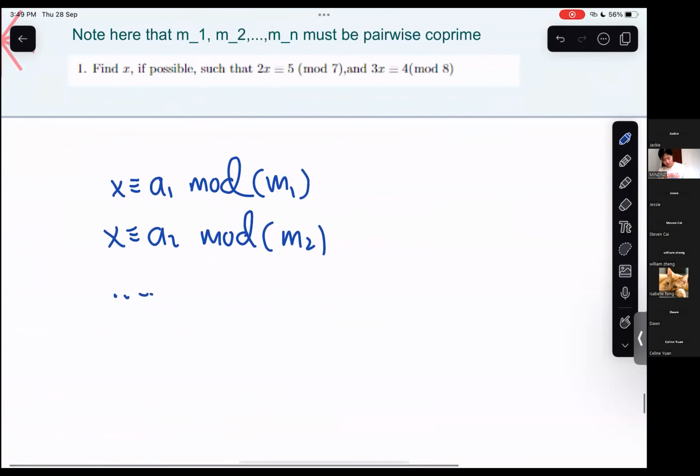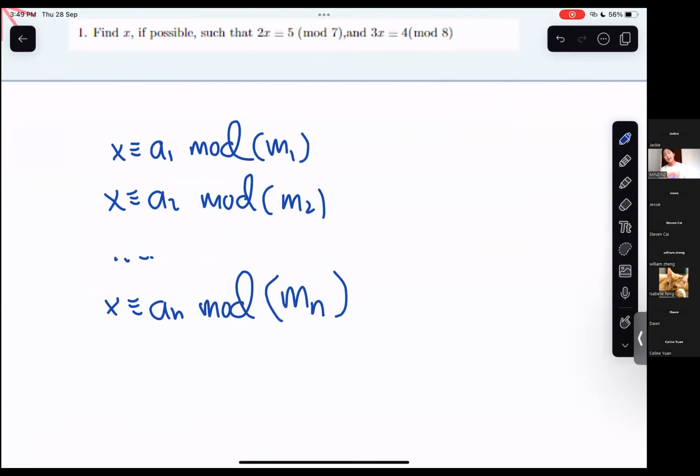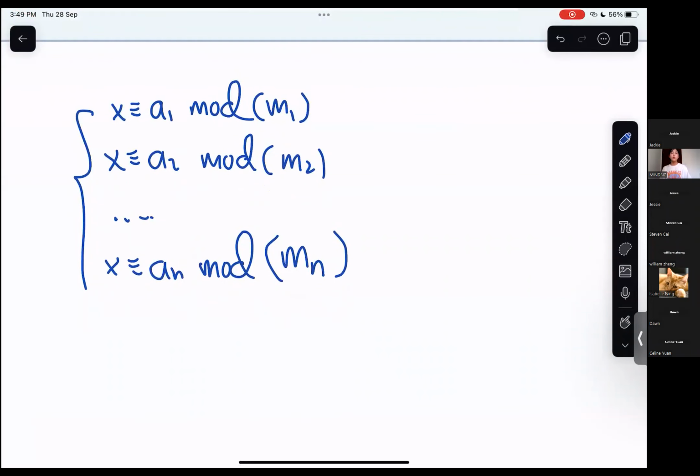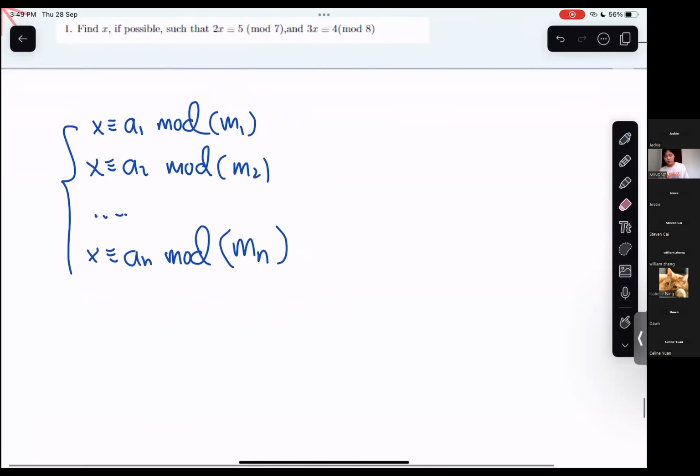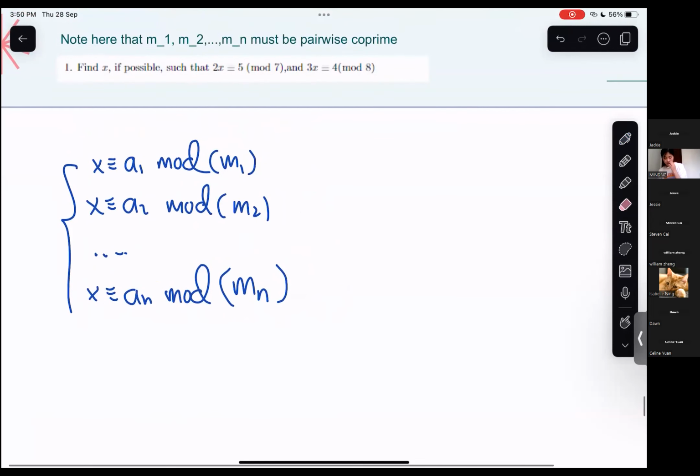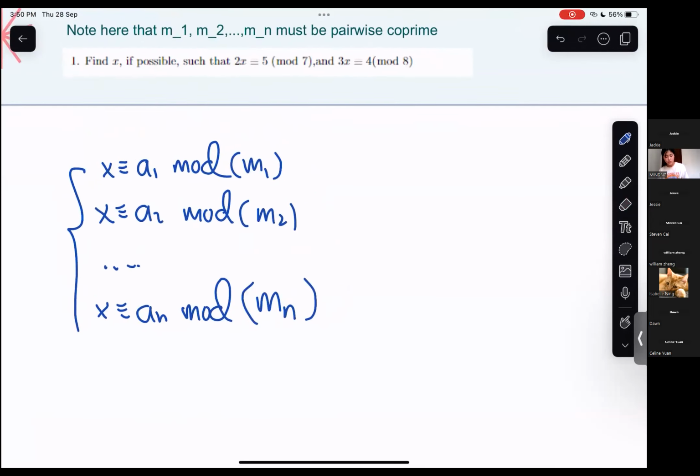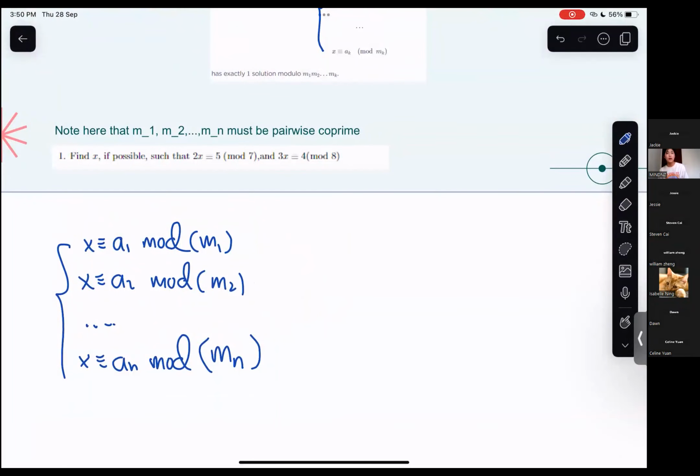And we're given a lot of conditions. It doesn't matter how many we're really given, but we're given these, right? And A1, A2, all the way to An, there's no specific relationship between them. It's just the condition we're given, right? And the only really important condition we have to consider is that m1, m2, mn must be pairwise coprime.